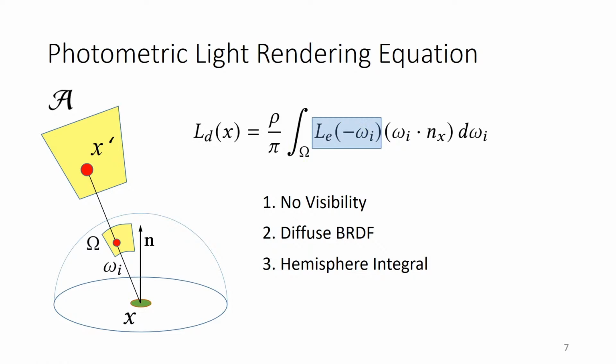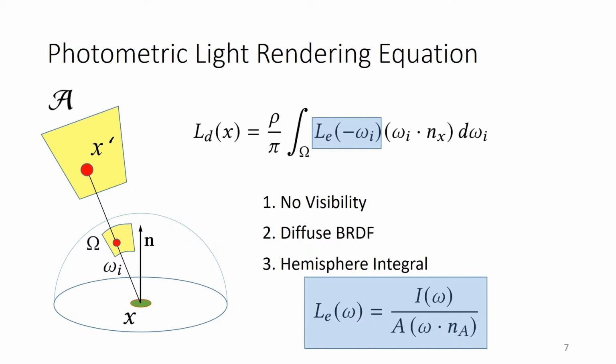In case of a diffuse light, LE would be constant and could be moved out. With a photometric light, it is dependent on the incident direction omega I, and it's derived from the radiant intensity by dividing by the area A and the cosine of the outgoing direction.